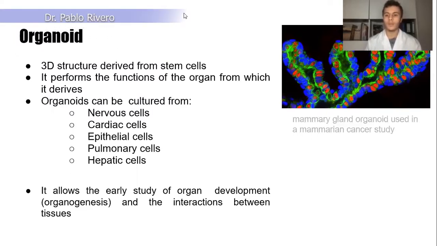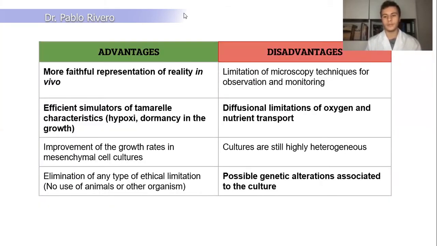Well, organoids are 3D cellular structures which can be derived either from embryonic stem cells or induced pluripotent stem cells. They aim to resemble as much as possible real organ functionality and structure. This is why they have a main advantage when compared to other study techniques, as they are a more faithful representation of reality in vivo. This also allows us to study different metabolic situations such as hypoxia, as well as to study the pathophysiology of certain organs in a more precise manner.